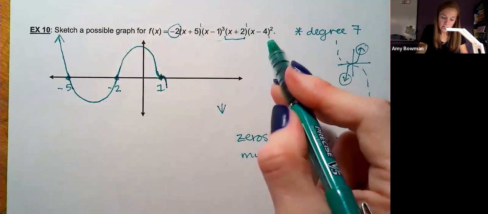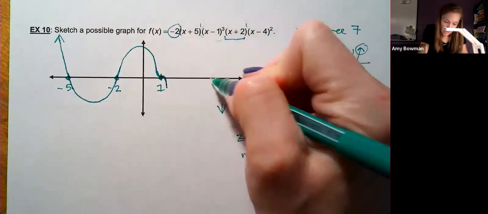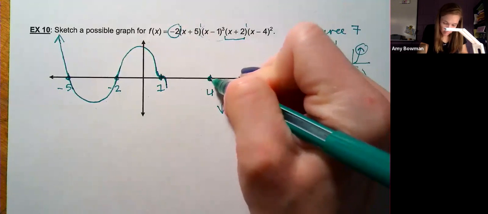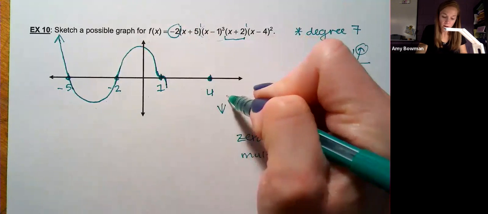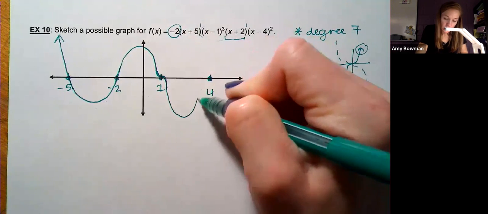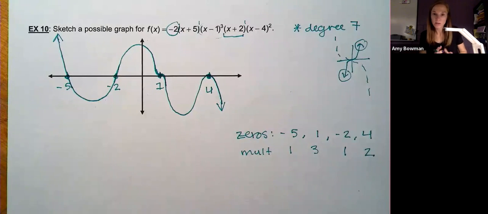And then my last 0 at 4 has multiplicity 2. So that means at 4, my function before it gets to 4 needs to turn back around, and then it's going to bounce off at 4. And then end in the negatives, just like that. So that's how you would build that one.